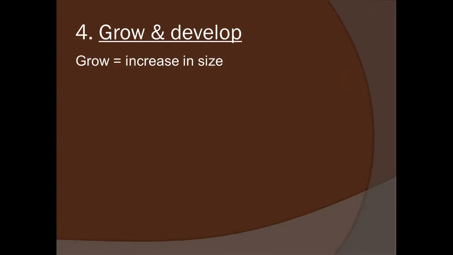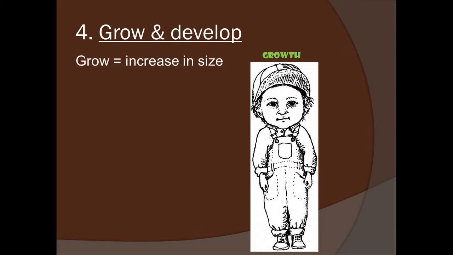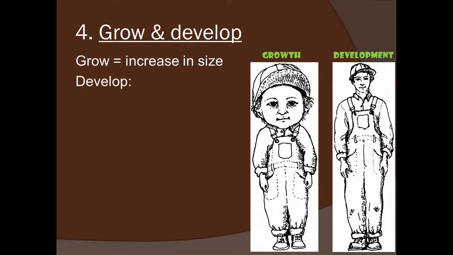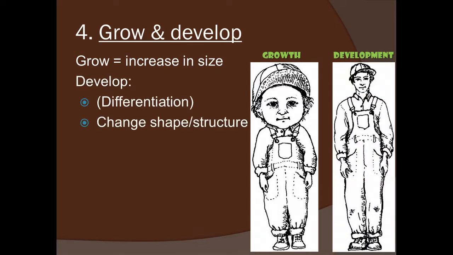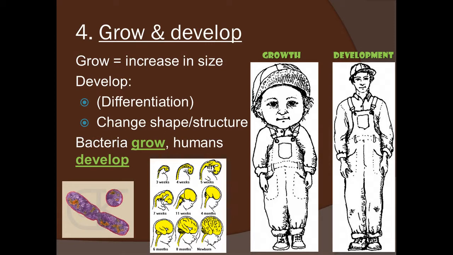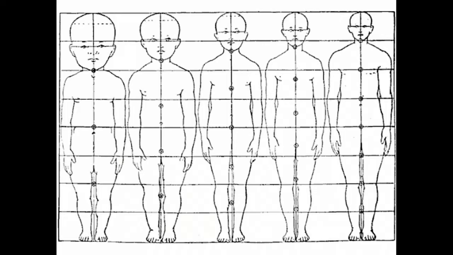To grow means to just get bigger, to increase in size. This is what you see as a full-size baby. Fortunately, babies don't get full size, but if they did, they'd be freaky looking. They have giant heads. Instead, as we get older, we develop, which is a fancy way of saying we differentiate or we change shape or structure. And we don't just get bigger, we also change. Bacteria are an example of a species that just gets bigger. Humans also change. Here you can see how our body sizes change over time.